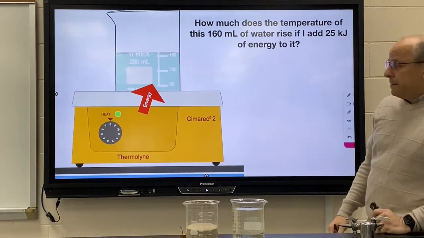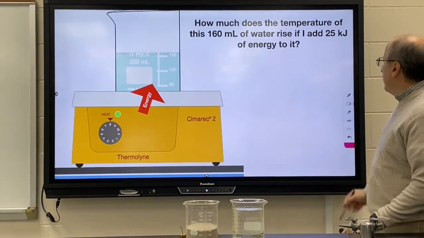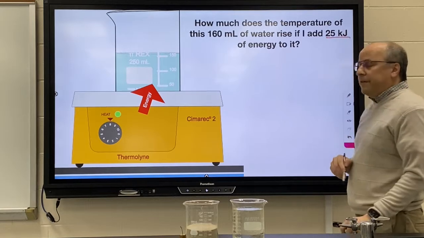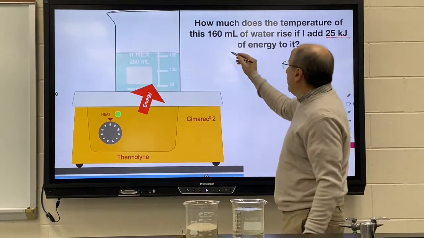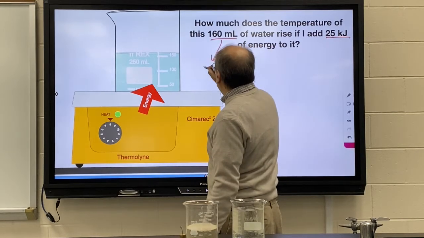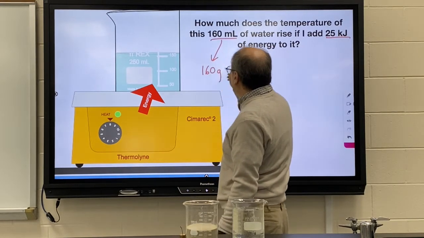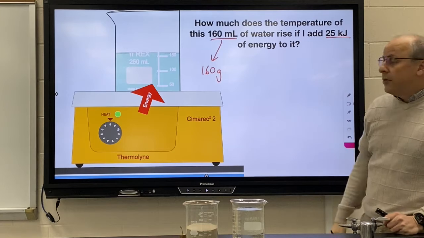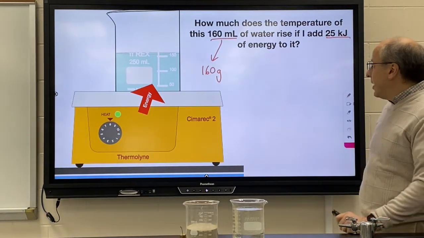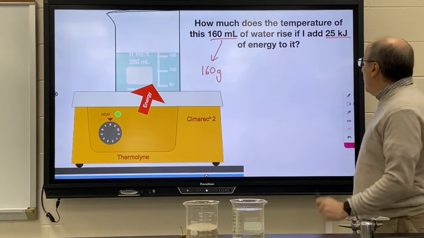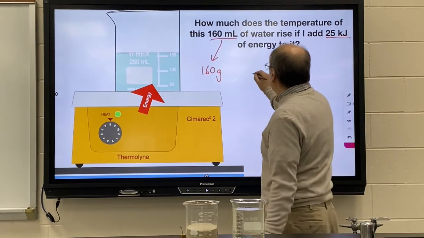So try one. We have a hot plate that is going to add 25 kilojoules to the water. It is 160 milliliters. I hope you remember from chemistry that for water and water only, a milliliter equals a gram. So that's 160 grams of water. We want to know the temperature rise.